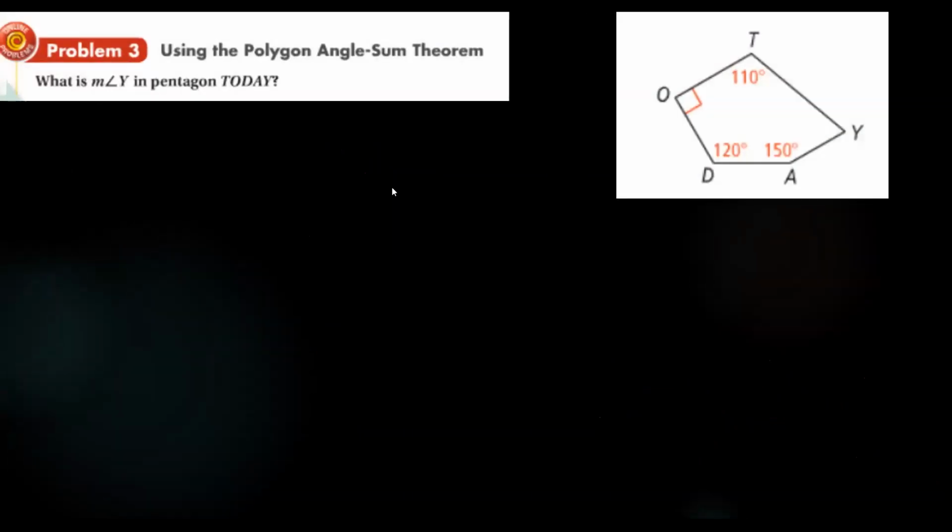Here now. In this one, what do we have? We have a polygon, but it's not regular. Why? Who can tell me why this polygon is not regular?